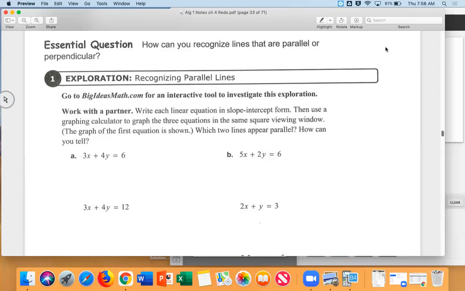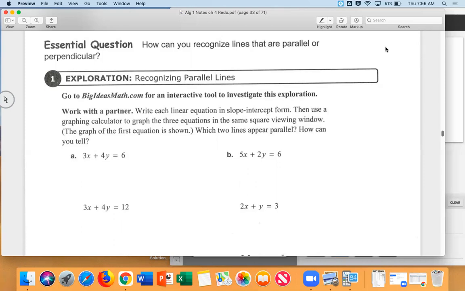All right, can you give me an example? Just look around the room, and when you see something that's perpendicular to you, just point it out. Can't think of it? Okay.